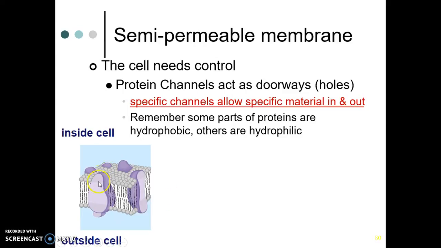So in this picture down here, you can see these big purple blobs. These are the transport proteins. We've heard those words before. Okay, so you've got part toward the inside of the cell, part towards the outside of the cell, and then there will be a channel where it can pass through to go in and out, but only if it's the exact right shape to fit.